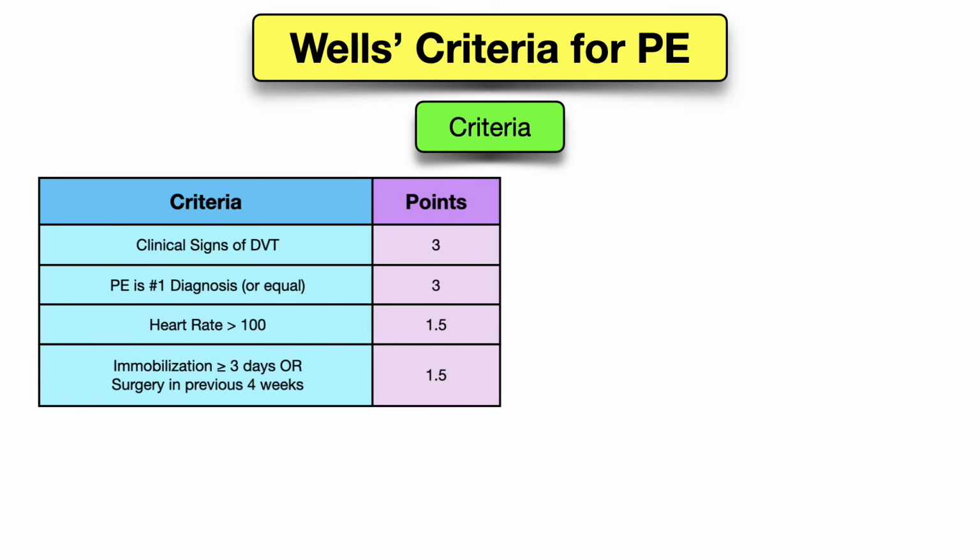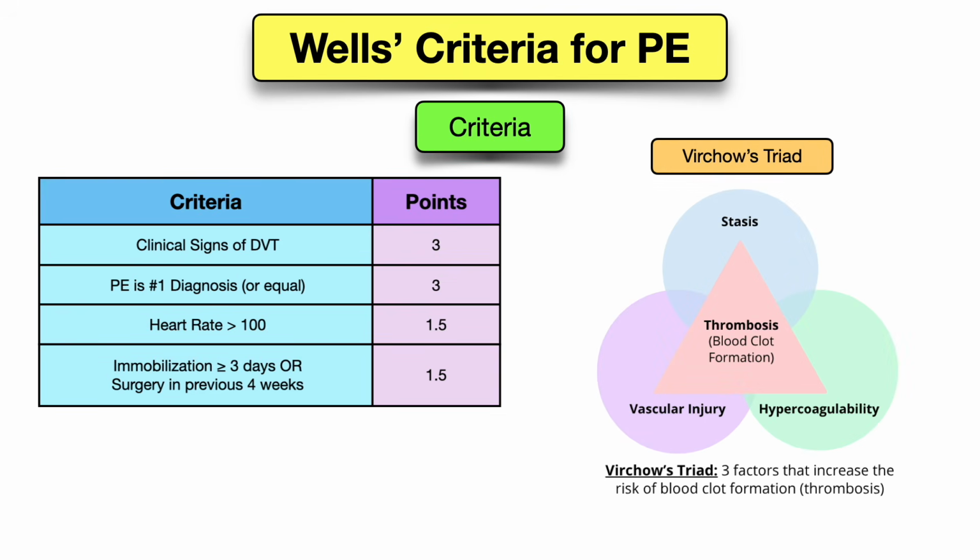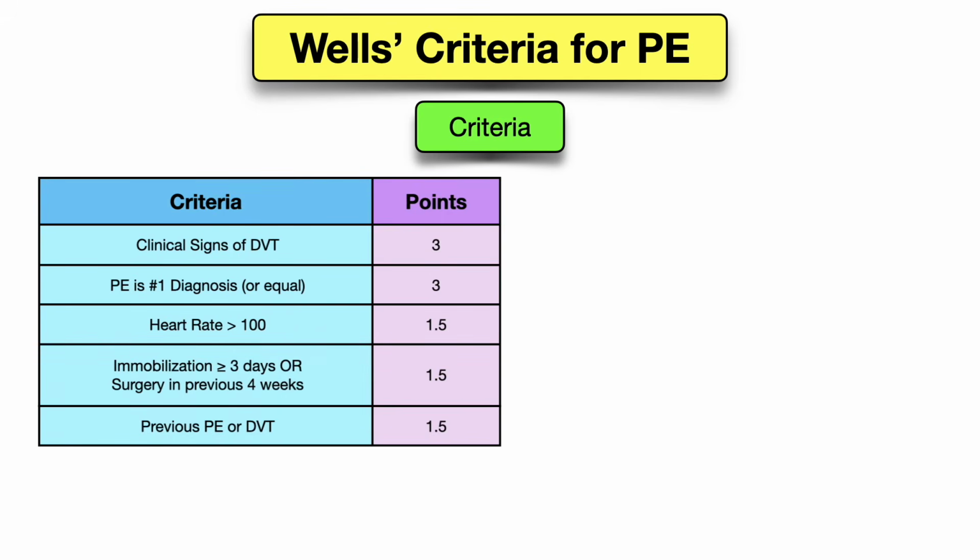Next, we have immobilization for 3 or more days or surgery in the previous 4 weeks. If either is present, then 1.5 points are assigned. The reason for this is both scenarios increase the risk of blood clot formation. Remember Virchow's triad, which are 3 factors that increase the risk of blood clot formation, called thrombosis. One of them is stasis of blood flow. Immobilization or bed rest from a recent surgery can cause the blood to be stagnant, which can form blood clots and cause a PE.